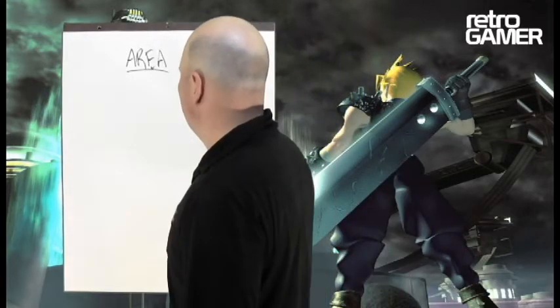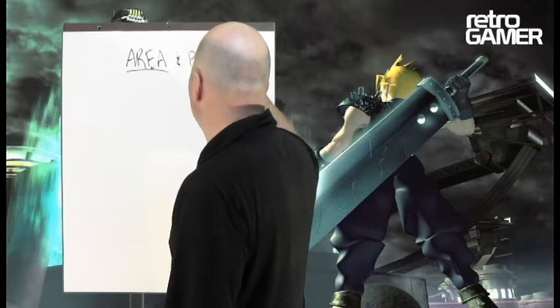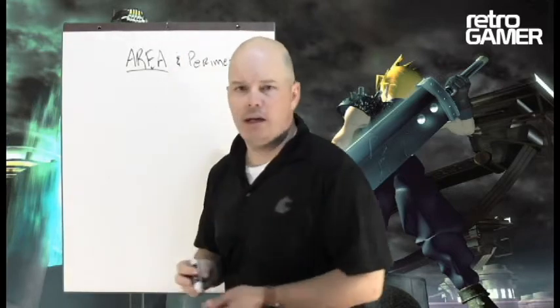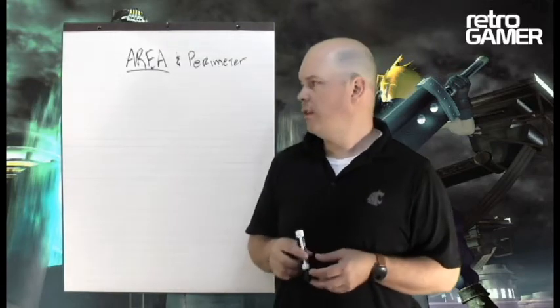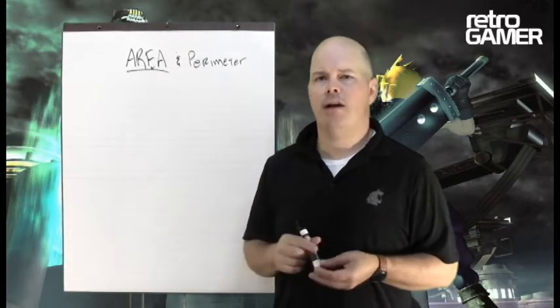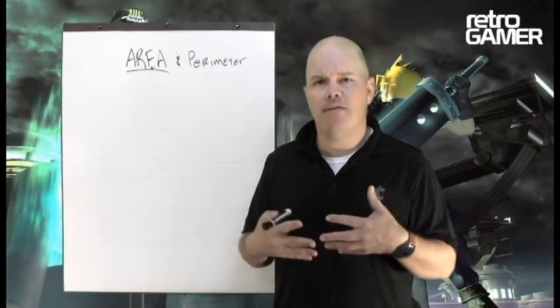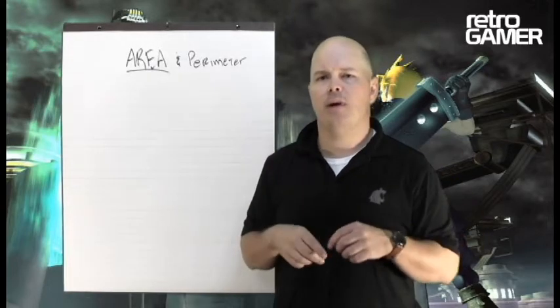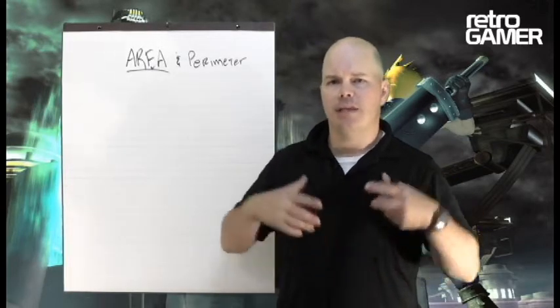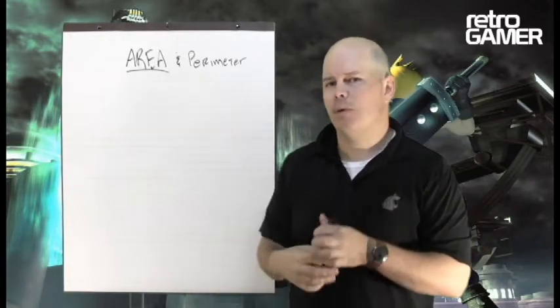Now, when we're talking area, we might as well throw in perimeter as well. I like to think of perimeter as the cousin of area. Area is all the space that is inside a figure. It's something that we calculate a lot, where perimeter is the distance around something. So that's the main difference. Area is all the space inside. Perimeter is the distance around something.